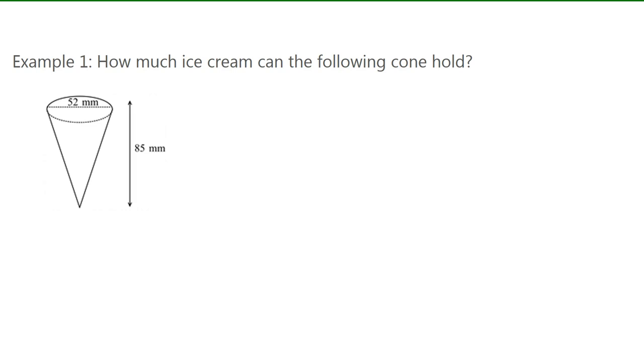So example 1 says, how much ice cream can the following cone hold? So we're essentially looking for the capacity, how much is inside. In this case, the capacity is going to be the same as the volume. So let's write out our formula.